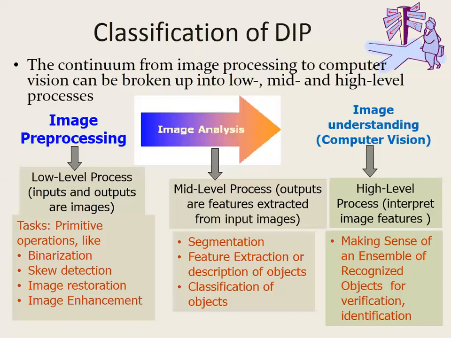So the higher level image understanding is the level where, based on the features extracted, we make sense of a given object as per our requirement, whether it is verification, identification, or recognition. Then as per our requirement, we can design the system. Verification is a one-to-one comparison.